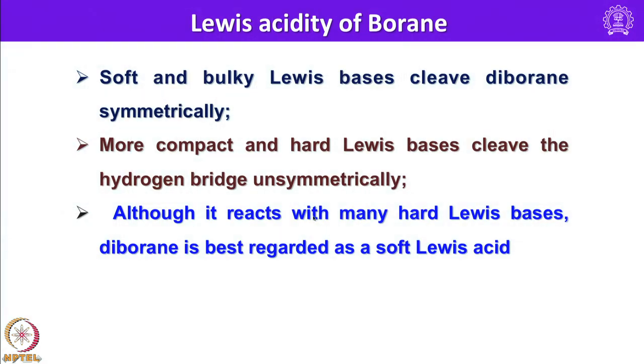Okay. So, let us look into the properties of these boranes. These boranes are Lewis acids because of electron deficiency, and they are soft and bulky Lewis bases. That means, whenever we take boranes and treat them with soft and bulky Lewis bases, they cleave diborane symmetrically. If I use the term symmetrically, you can think that there are two ways of cleaving these boranes. One is symmetrical cleaving and another is unsymmetrical cleaving. Soft and bulky Lewis bases cleave diborane symmetrically, and more compact and hard Lewis bases cleave the hydrogen bridge unsymmetrically. Although they react with many hard Lewis bases, diborane is best regarded as a soft Lewis acid.